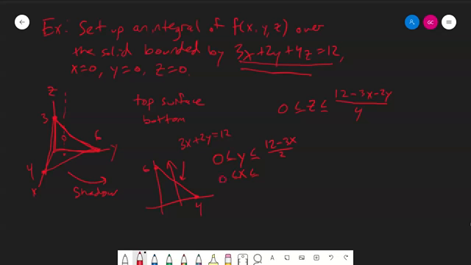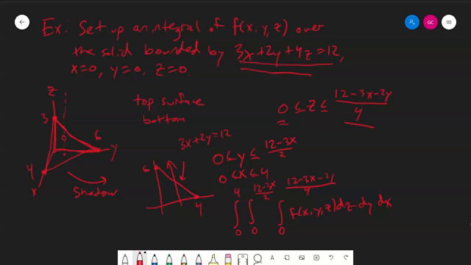And finally, the range of x values. Where do I need to actually do these vertical slices? Well, from 0 to 4. And so finally, that means that our integral will be the integral from 0 to 4 of the integral from 0 to 12 minus 3x over 2 of the integral from 0 to 12 minus 3x minus 2y all over 4 of whatever my function is. And again, that's dz, dy, dx.